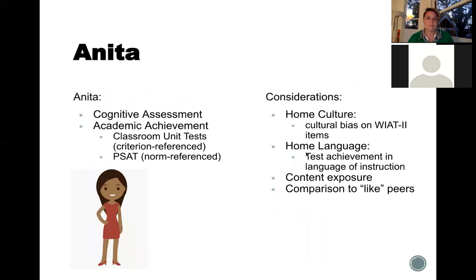All right, in terms of Anita, again, I want to think about her home culture, her home language, her exposure to the content that I'm delivering to her, and also the opportunity to compare her to other peers that are similar to her. If I don't have the tests that actually give me those options, then I just need to take that into consideration when I'm actually reporting the scores.